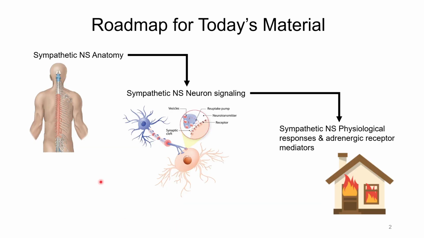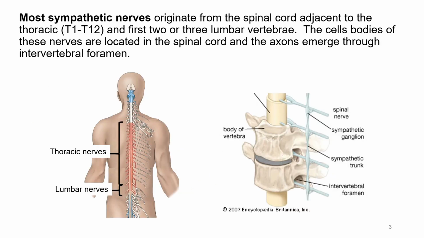Here's our roadmap for today's material. I'm going to review some important sympathetic nervous system anatomy, and then we'll zoom in, we'll talk about the SNS neuron signaling, and then we will talk about the physiologic responses that are mediated by the sympathetic nervous system, focusing on the fight or flight response.